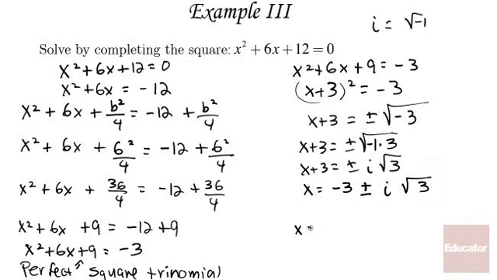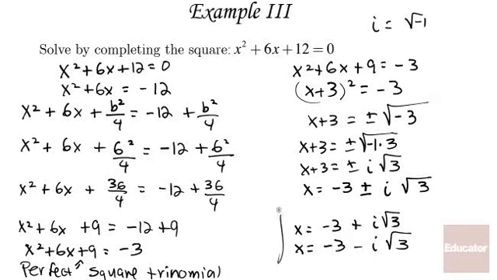Or I could write it out, x equals negative 3 plus i radical 3, and x equals negative 3 minus i radical 3. These are both solutions. They're not real number solutions, but they are solutions.